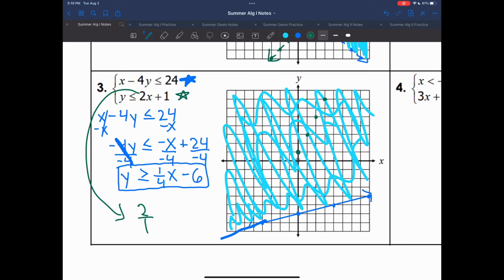And then let's reverse it this way. Down 2, left 1, down 2, left 1, down 2, left 1, down 2, left 1. I land on this point over here, and then it would go down off the graph. So I'm going to go ahead and draw a solid line through that.